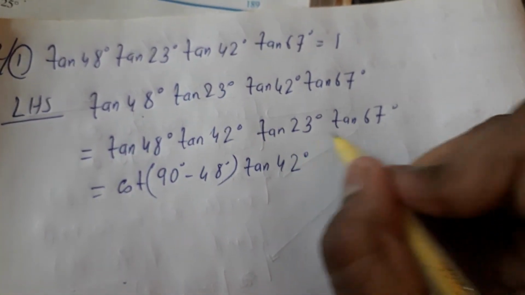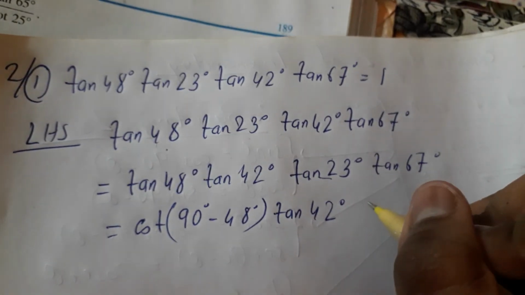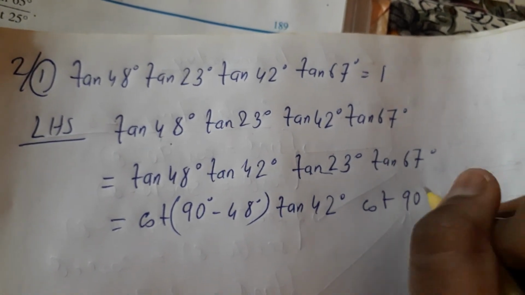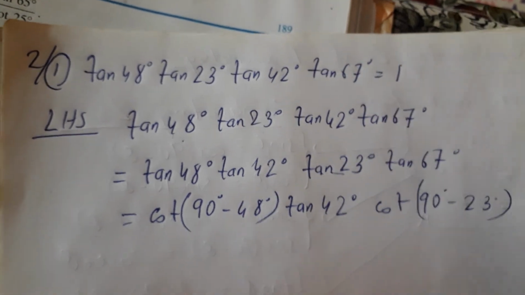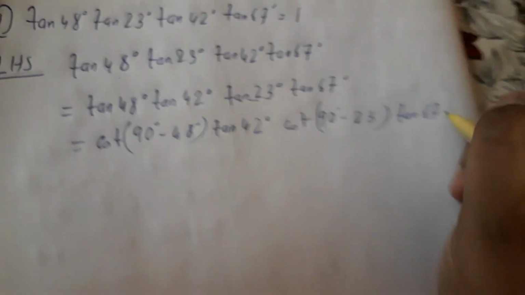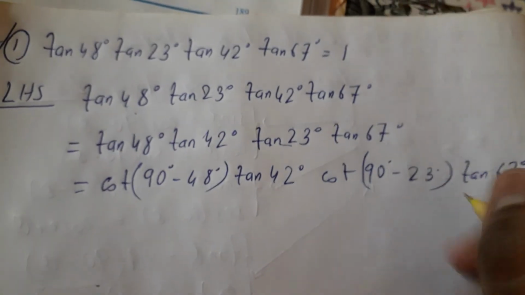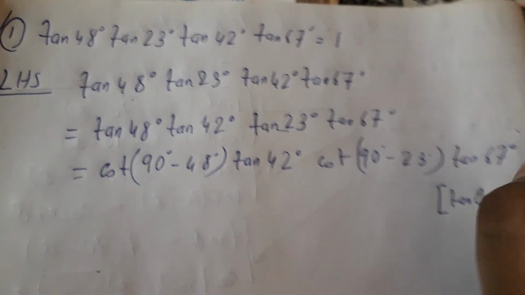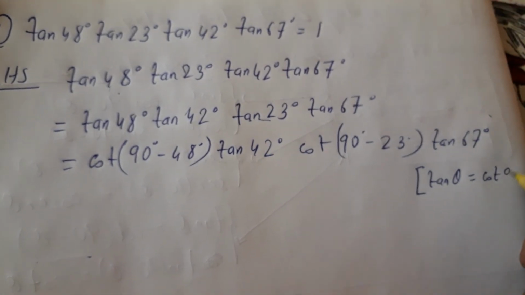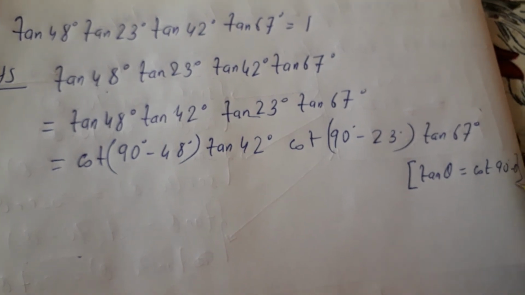Now here you have to change any one. See, tan 23 degree means cot 90 degree minus 23 degree. Now see, tan 67 degree. Here you have to write the reason always. Okay, tan theta is equals to cot 90 degree minus theta. You have to write the reason always, otherwise you will not get marks.